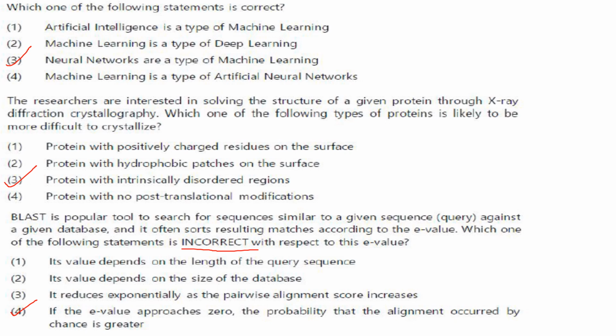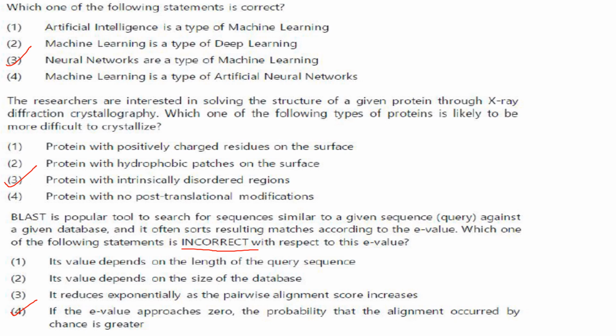Now next one. Which one of the following statements is correct? Artificial intelligence is a type of machine learning. No, it is the other way around. Machine learning is a type of artificial intelligence. Then machine learning is a type of deep learning. Again the other way around. Deep learning is a type of machine learning. Neural networks are a type of machine learning. That is correct. Machine learning is a type of artificial neural network. No, artificial neural network is a type of machine learning. So the answer here is option 3.